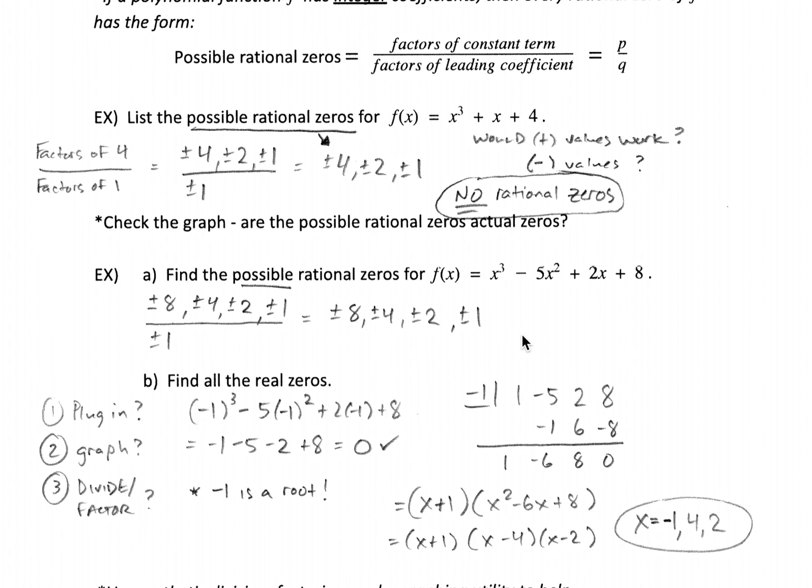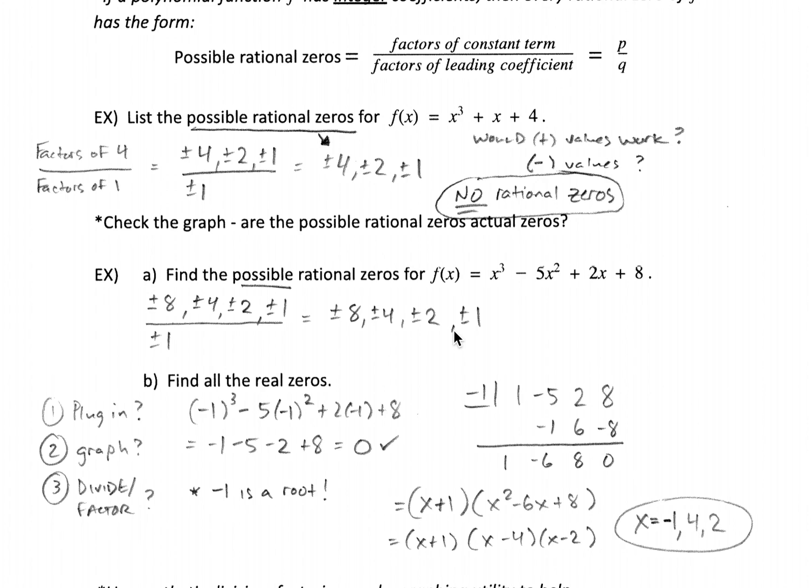If I take factors of 8, like positive and negative 8, positive and negative 4, positive and negative 2, and positive and negative 1, and I divide that by factors of my leading coefficient, which is just 1 again, well then the result is just the factors of that constant term. So this time we have 8 possible rational zeros.